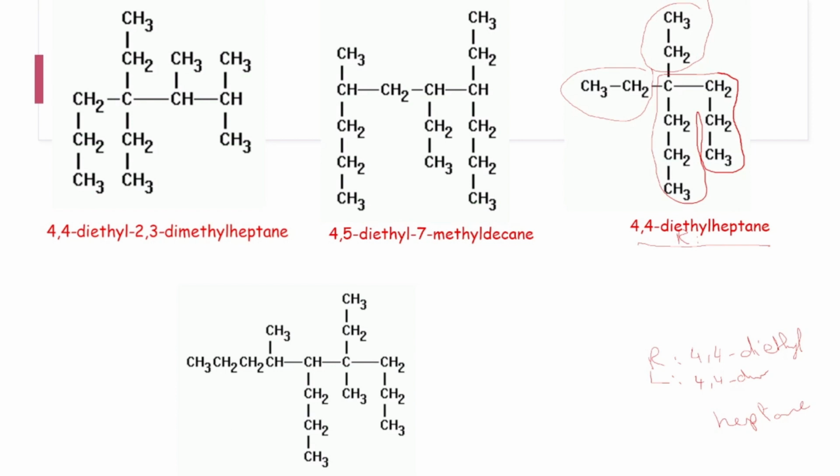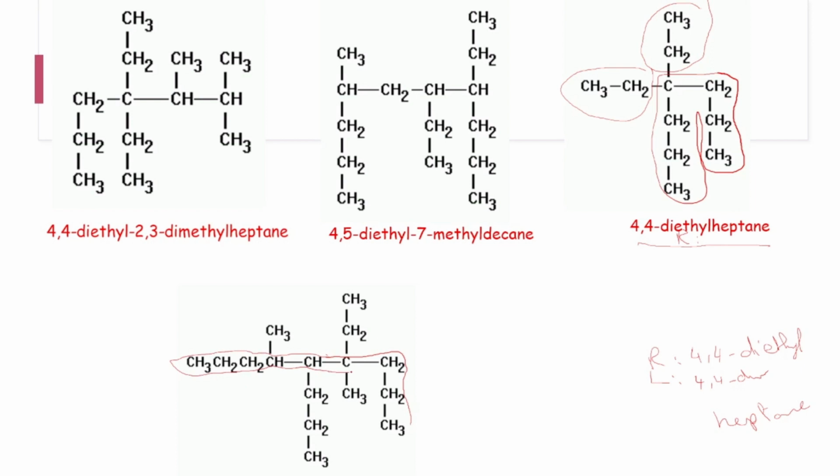Now let's go to the next example. Here I still have to choose the longest carbon chain. To my eyes, there we have 1, 2, 3, 4, 5, 6, 7, 8, 9, and I also have 1, 2, 3, 4, 5, 6, 7, 8. So this is the longest carbon chain. I was checking which is the longest.